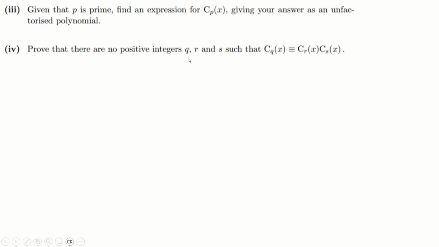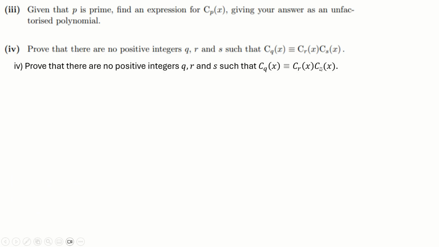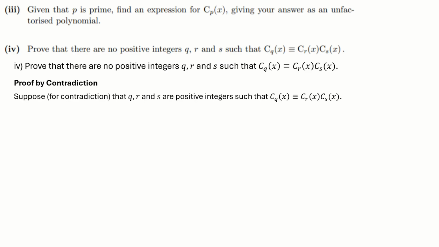Then it says prove there are no positive integers such that Cq of x equals Cr of x, Cs of x. Okay, so we're going to do a proof by contradiction here. We're going to suppose that it is the case and then just show that we get a contradiction either way.